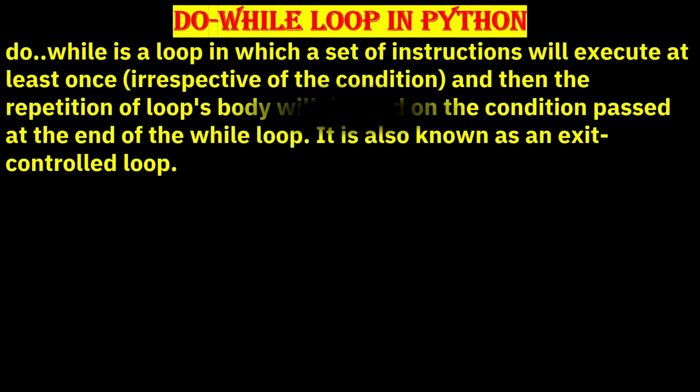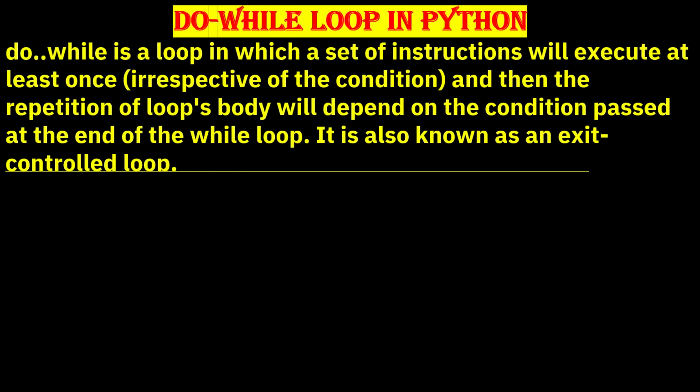Do-while loop in Python. Do-while is a loop in which a set of instructions will execute at least once, irrespective of the condition, and then the repetition of the loop's body will depend on the condition passed at the end of the loop. It is also known as an exit-controlled loop.